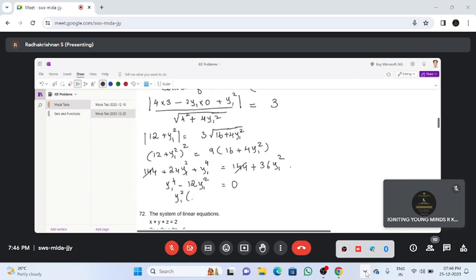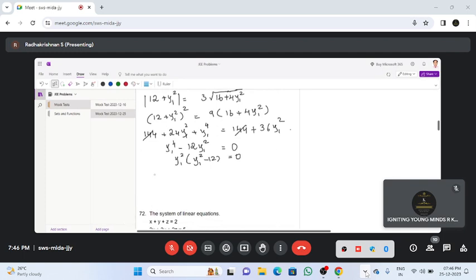That means either y1 equal to 0, or y1 equal to plus or minus root 12. So this we can write as 2 root 3. So this is the point, we have determined that point y1.